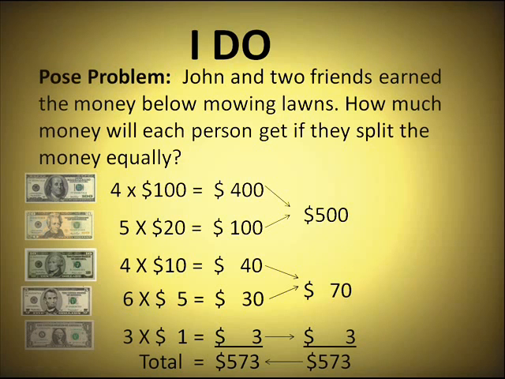Now, it's easier to use the multiplication strategy you've already learned, where I count up the individual bills. In this case, we had 4 $100 bills, which equal 400, 5 $20 bills, which equal 100, 4 $10 bills, which equal 40, and 6 $5 bills, which equal 30, and 3 $1 bills, which equals 3.